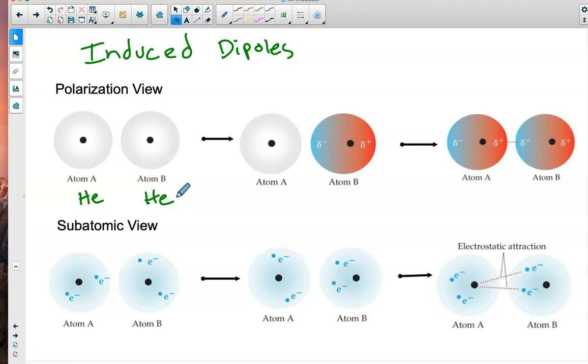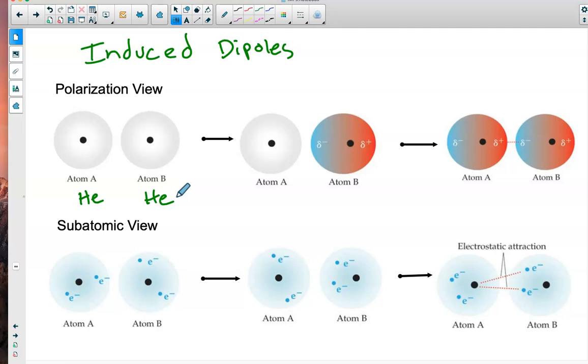And since they're both helium, when they're next to each other or just when they're by themselves, you can think of the electron cloud as being evenly distributed around the nucleus. And that's shown both as the polarization view and the subatomic view. But there's nothing that says that those electrons aren't moving and that they're always evenly distributed like that around the nucleus. So that's what the second view is showing us.